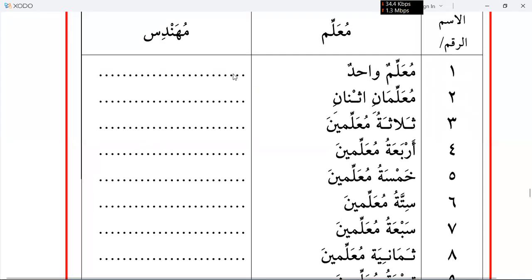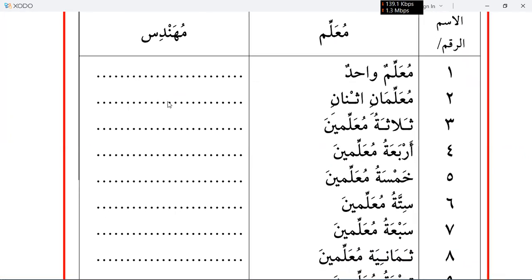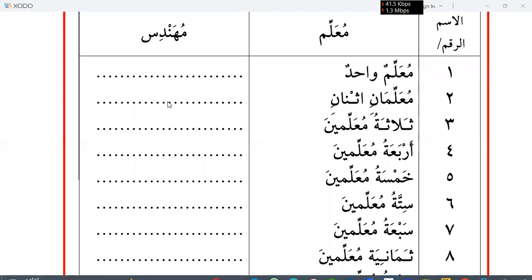Now you tell me this counting for muhandis, from 1 to 14. One engineer, two engineers, three engineers. Tell me in Arabic. Okay then. Muhandisun wahidun. Okay. Muhandisani ithnani. Yes, muhandisani ithnani, okay.